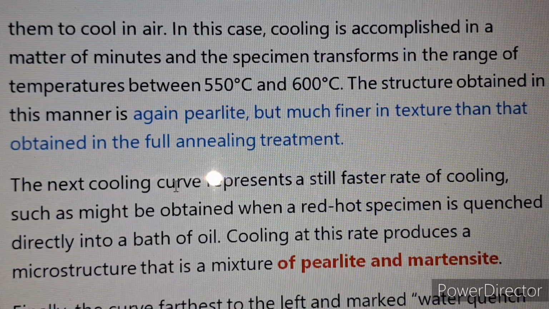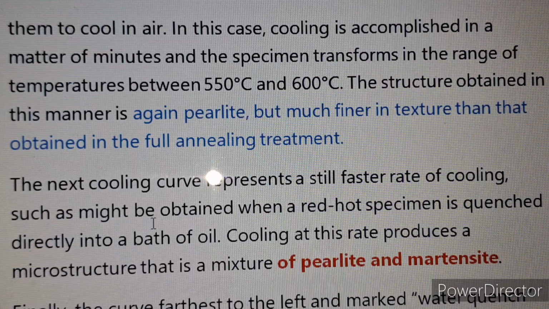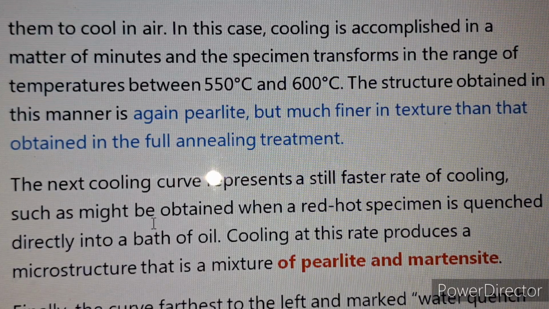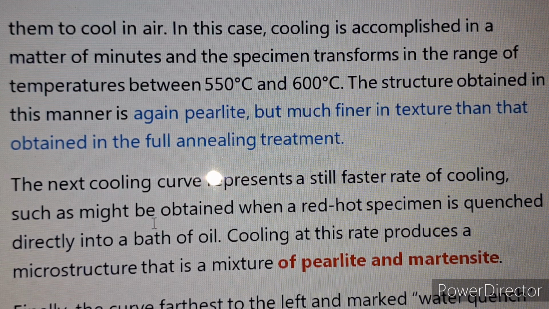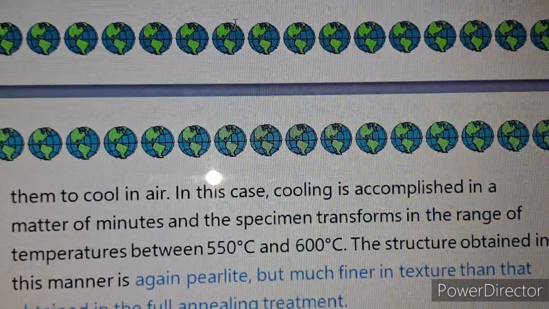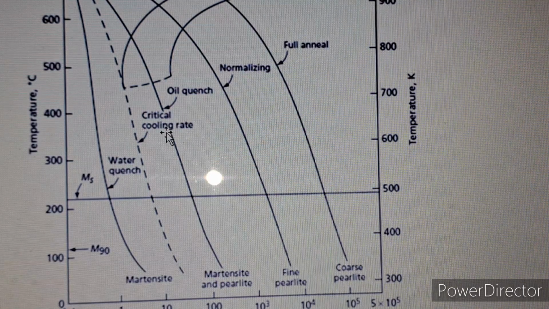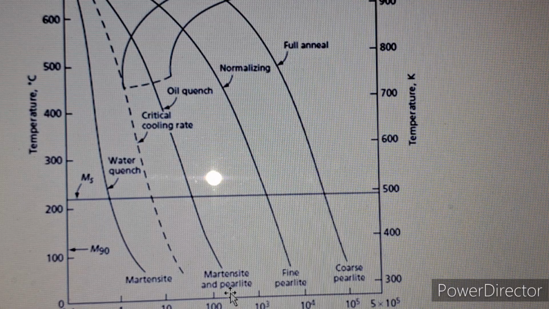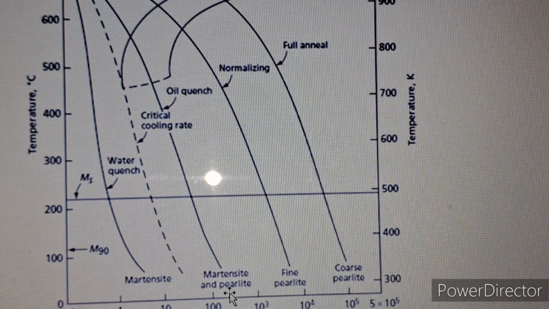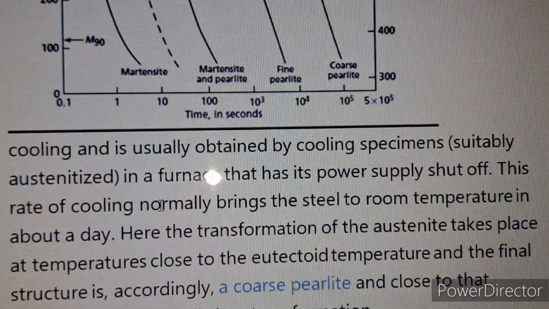The next cooling curve represents a still faster rate of cooling, such as might be obtained when a red hot specimen is quenched directly into a bath of oil. Cooling at this rate produces a microstructure that is a mixture of pearlite and martensite. So from this diagram we see that the third line is for oil quenching. Here the microstructure obtained is martensite plus pearlite, and the fourth one is the water quench.